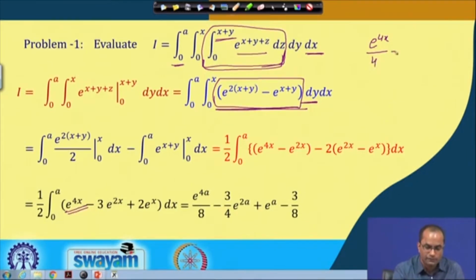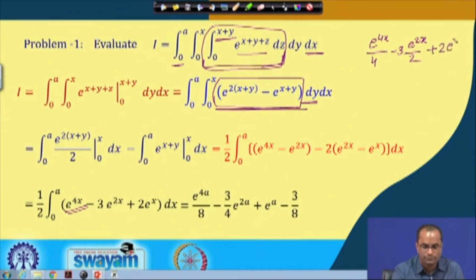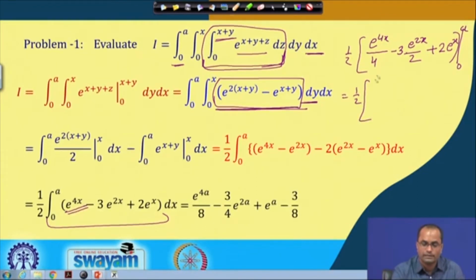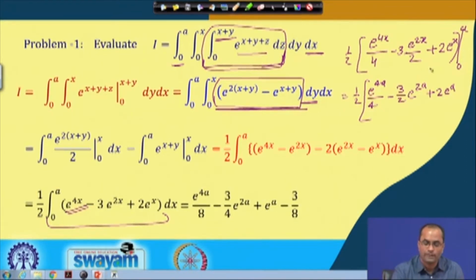The second one we have is 3e^(2x)/2, and here we have 2e^x. Then we have the limit 0 to a, and this half factor is also sitting there. So, half. Now when we put a there, we get e^(4a)/4 minus 3/2 e^(2a), and then we have 2e^a as it is.